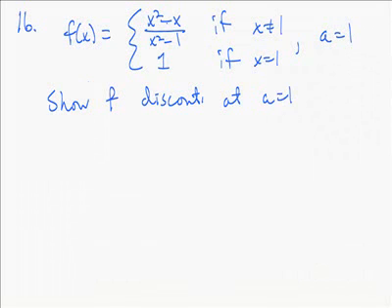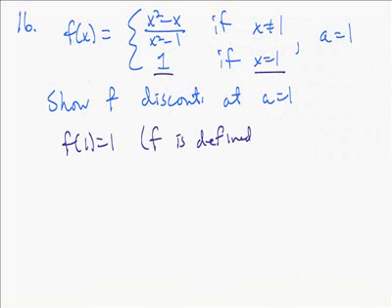Well, now the function is defined at 1 because if x is equal to 1 right here, the value of the function is 1. So we can see that f of 1 is equal to 1. f is defined there. That's one of the things that has to be true for the function to be continuous. But the other thing that has to be true is that the limit of the function as x approaches 1 has to be equal to the actual value of the function.